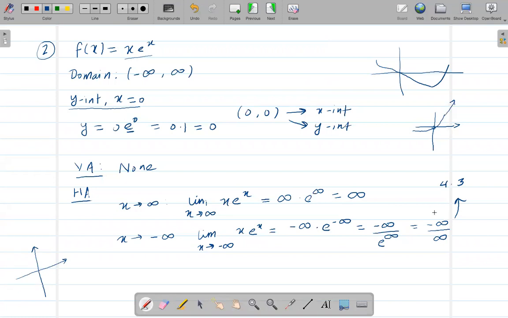So the idea here is, let's go back. As we said, here we get negative infinity over e to the power negative infinity. From here, if x goes to negative infinity, this x will be negative infinity on the top, and on the bottom it will be e to the power positive infinity. But this e to the power positive infinity is much bigger than the thing on the numerator.